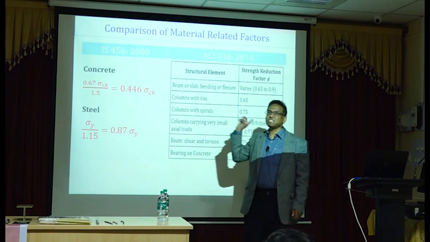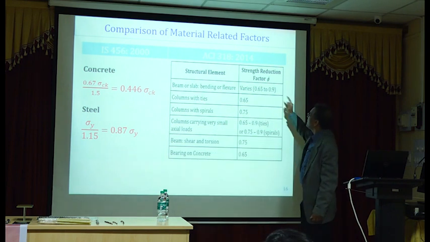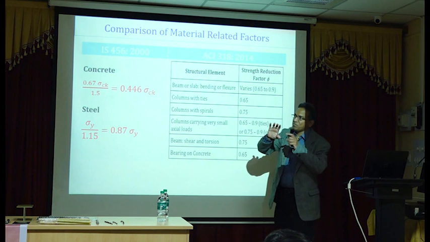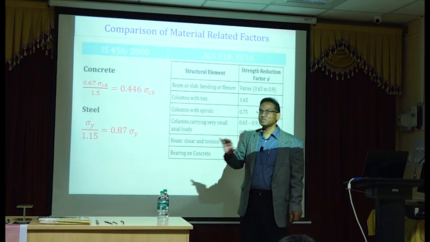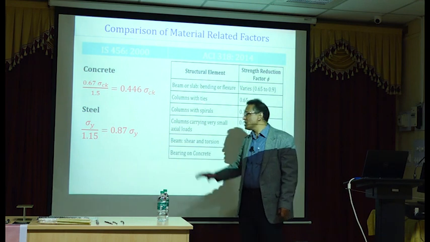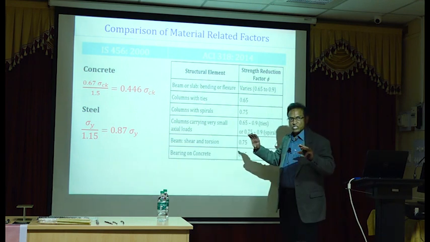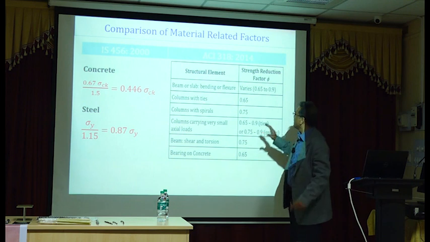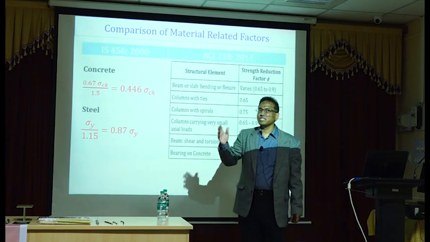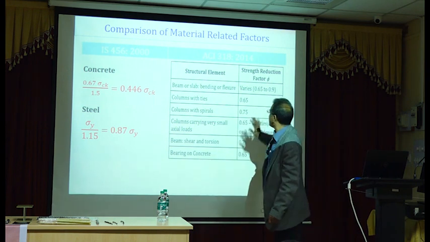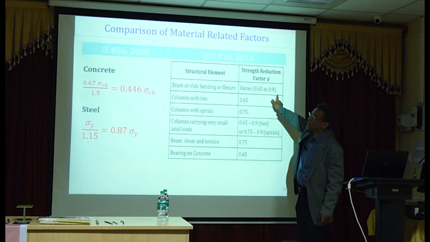We are going to use this concept in our FRP design as well. If you have a very lightly reinforced section, that means under reinforced, then you will have very large ductility. Therefore, you can use a larger strength reduction factor. That means we are utilizing larger design strength. That is the basis for this 0.65 to 0.9.